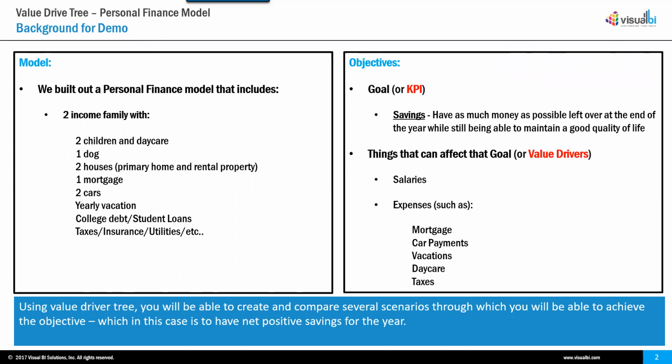The goal, or the KPI, is savings. Have as much money as possible left over at the end of the year while still being able to maintain a good quality of life. Things that affect that goal, or the value drivers, are salaries, expenses, such as mortgage, car payments, vacations, daycare, taxes, etc. Using value driver tree, you'll be able to create and compare several scenarios to achieve the objective, which in this case is to have a net positive savings for the year.